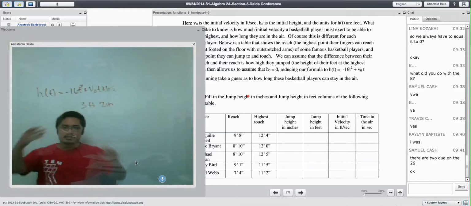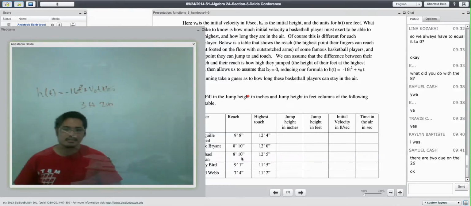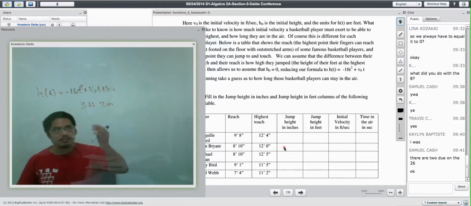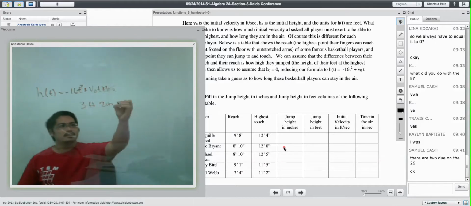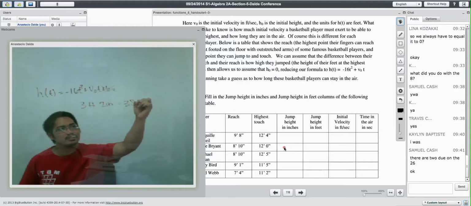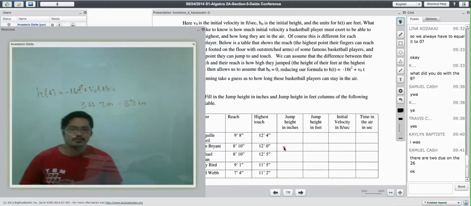Do you guys understand how I got that? So I'm looking at this data, and I have 8 feet 10 inches and 12 feet, so I just subtract and end up getting 3 feet 2 inches, and that's actually not what they asked for. They're asking for the height in only inches. So you convert that: 3 feet 2 inches is really 36 inches plus another 2, so that's 38 inches he can jump. Got it?